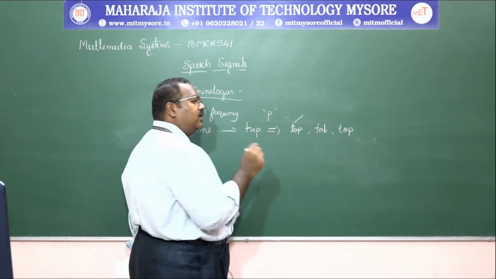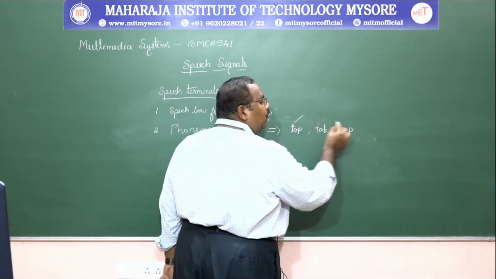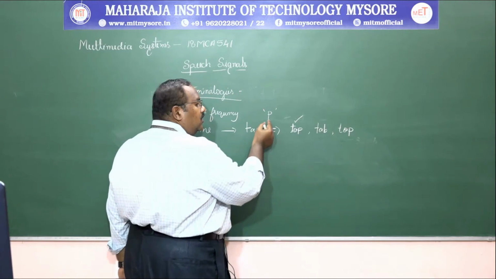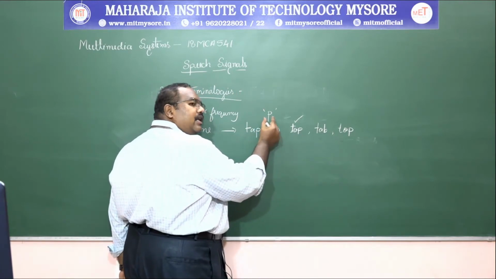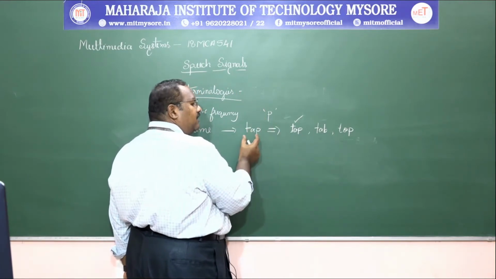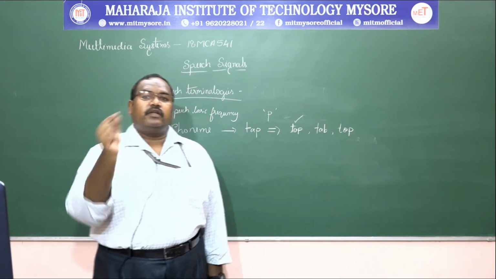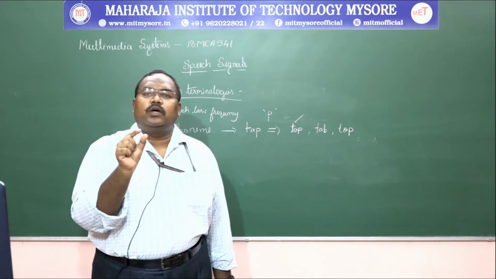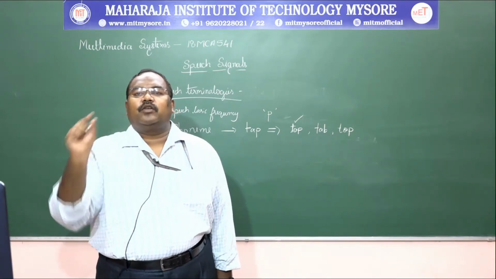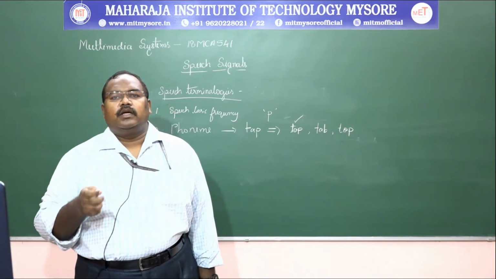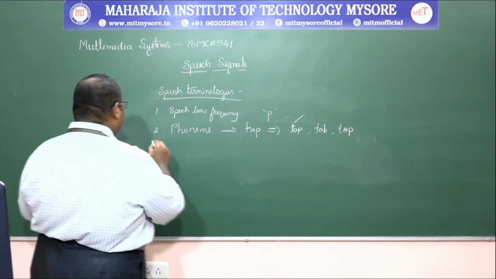I will give you one more illustration, here it is TOP, top. So the particular characteristic of one word is different between tap and top. This kind of differentiation made from one word with respect to another word is said to be phoneme. Next is allophones.